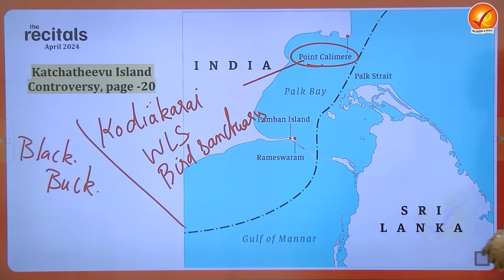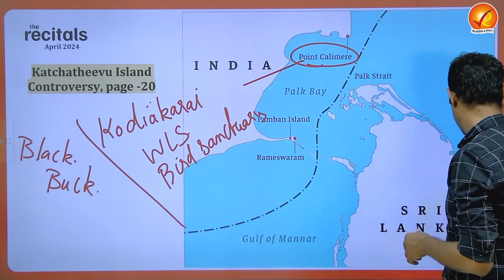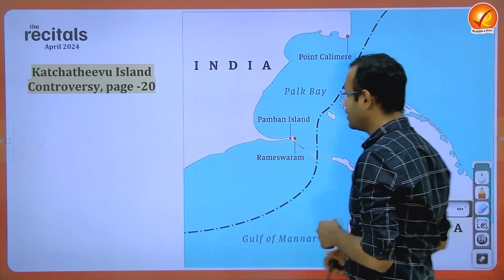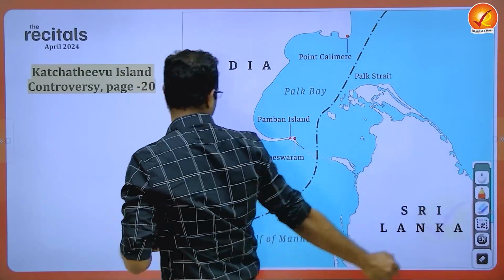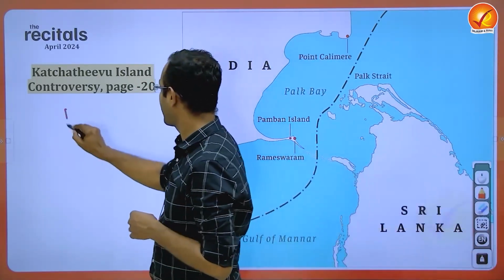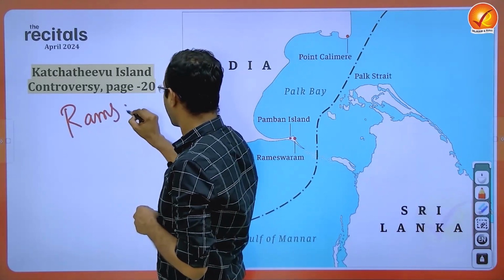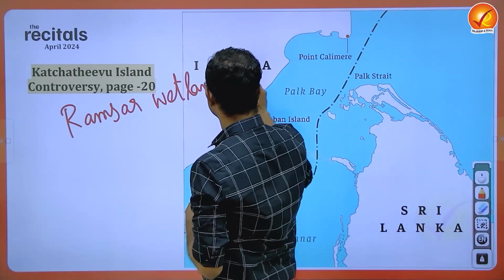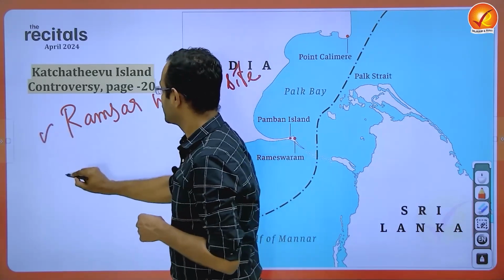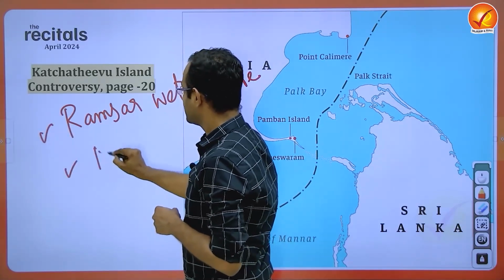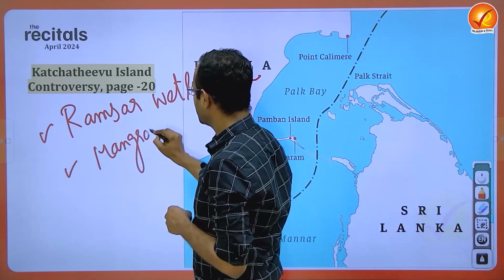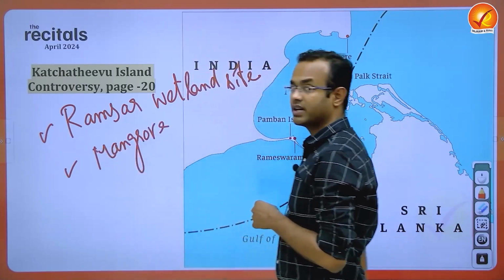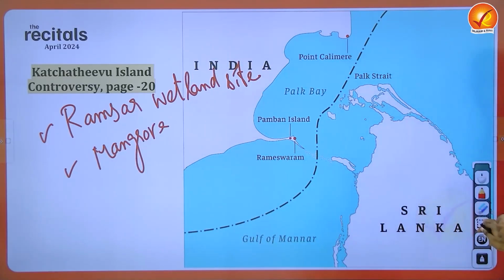It's also a Ramsar wetland site, number 2, which also has mangrove ecosystems.